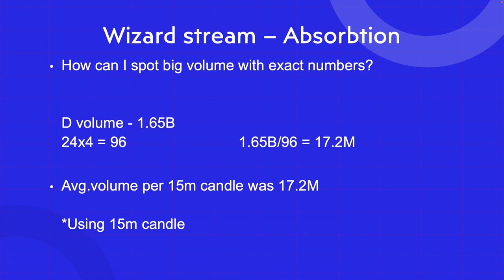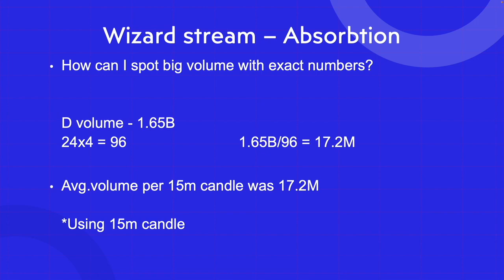In this example, we're going to use the 15 minute time frame. So each candle is 15 minutes. I have 4 of these candles in 1 hour, times 24, giving me 96 15 minute candles a day. What I'm going to do is divide 1.65 billion by 96, the 96 15 minute candles, and this will give me the average 15 minute candle, which is 17.2 million for the day. So in that day we had 1.6 billion volume. We can say 1.7 obviously here, and the average volume candle on a 15 minute time frame was 17.2 million.